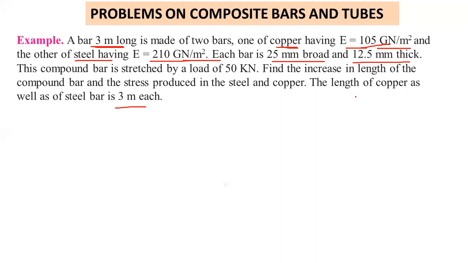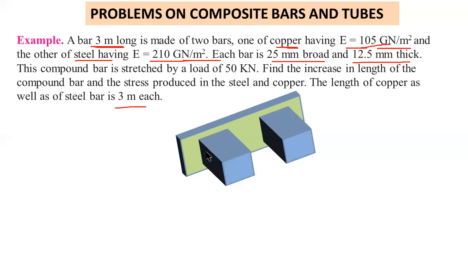Okay, now this is the shape of the composite bar. This is a fixed plate. Here these two are the compound bars. Each bar has the same length and same dimensions. Here the width of each bar equals 25 mm. This is 25 mm, this one also 25 mm. One is copper, one is steel. So both have the same sizes.